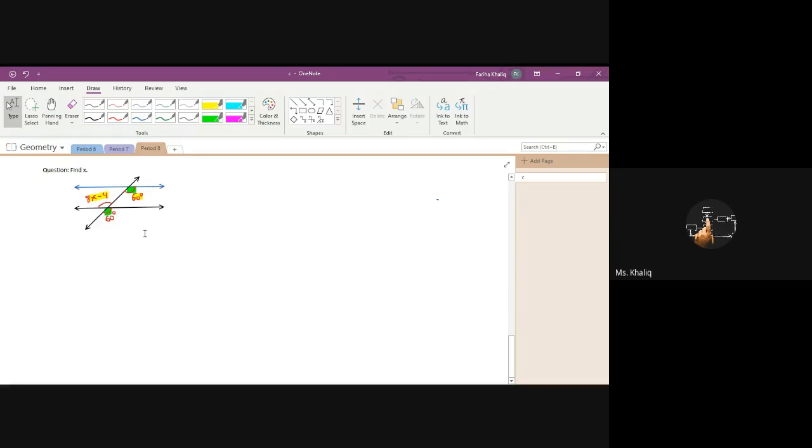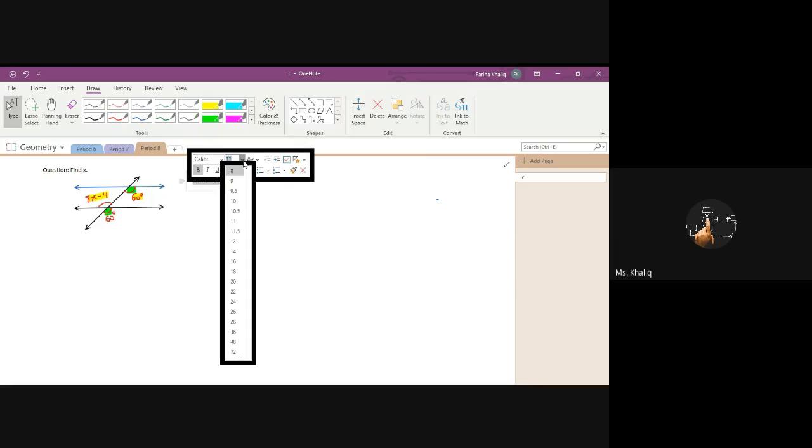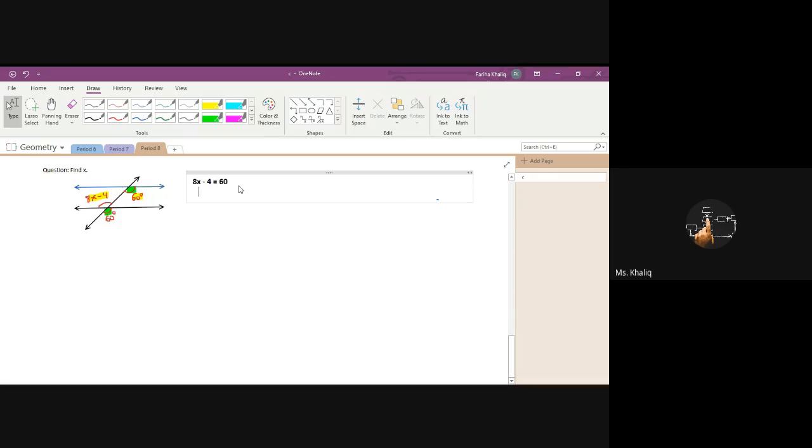We have 8x minus 4 equals 60. Okay, so this is what I have. And now it's a matter of solving for x. And what do we know? I'm going to take away the -4 from here. So what's the opposite of -4? We know it's a +4. Whatever I do on this side, I gotta do on this side as well, +4.